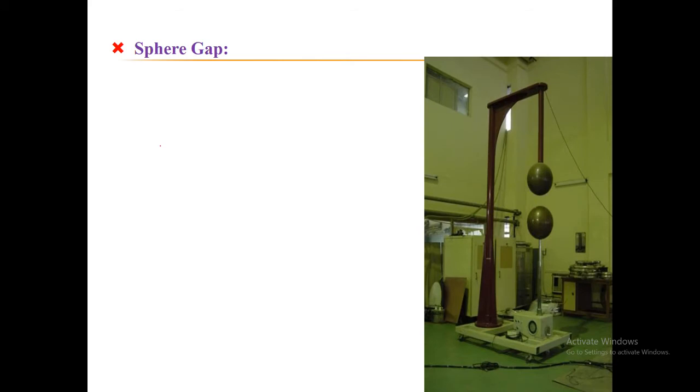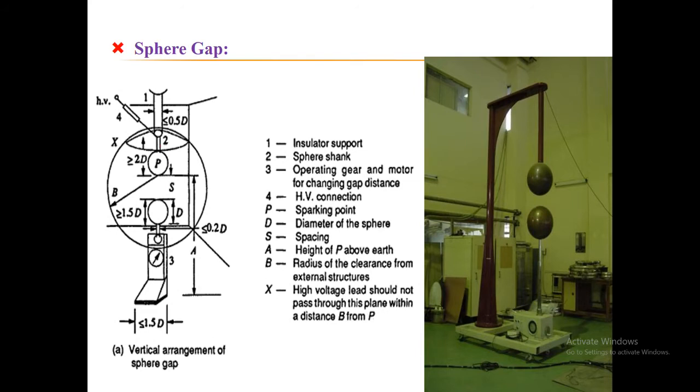Here I have shown a photograph of the vertical arrangement of two spheres, as they look in high voltage laboratories. For larger voltage magnitudes, vertical sphere gap assemblies are normally preferable, and if the voltage level is low, one can use the horizontal sphere gap assembly as well. This is how the arrangement is provided, with some dimensions.